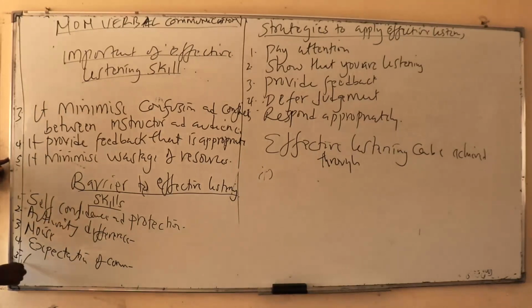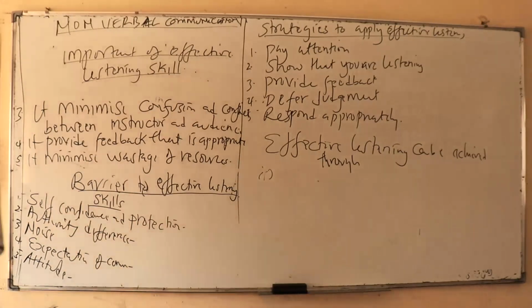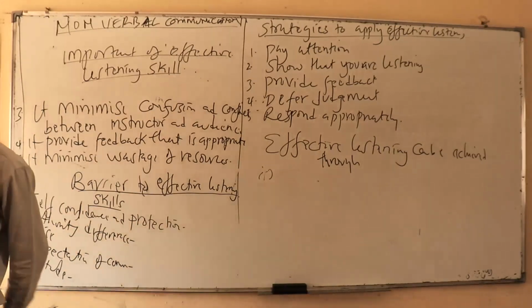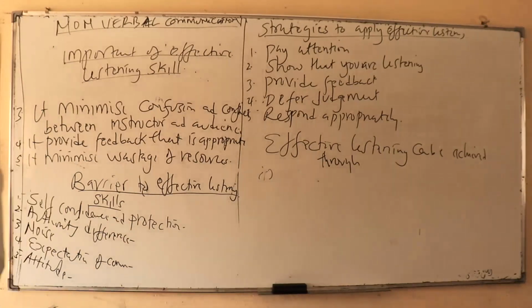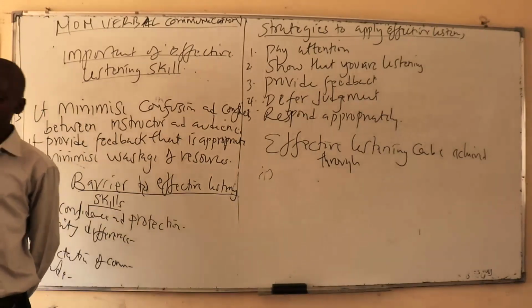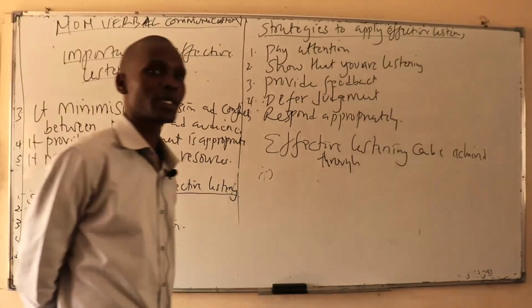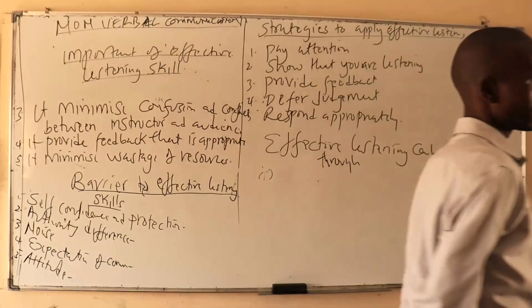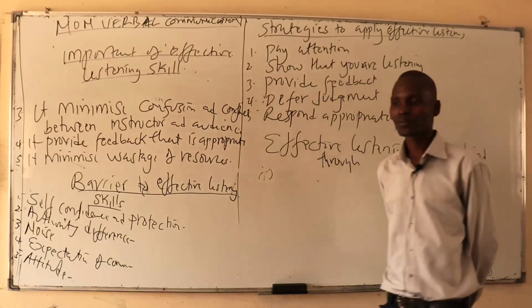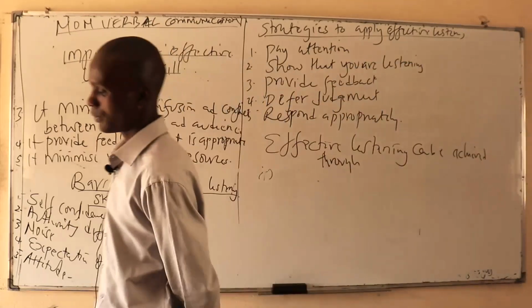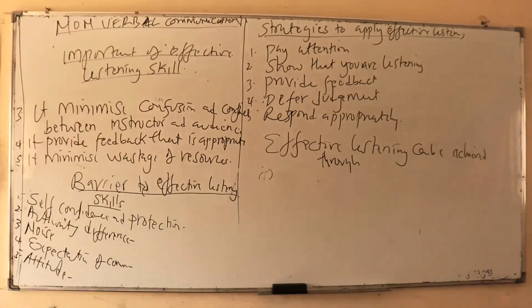Then the last one is attitude. Barrier number 5 is attitude. We say the attitude between two parties influences the level of listening between them. And that brings us to the end of that topic as well as the end of our today's class.